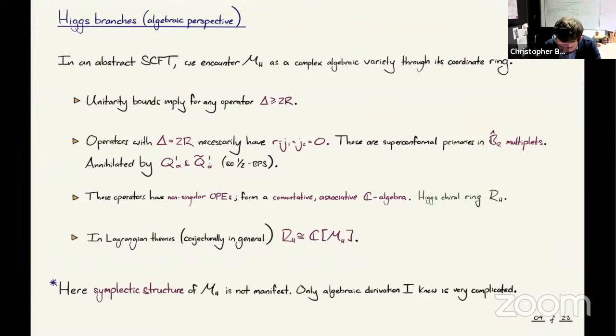And a remark that I would like to make here, just because it's something that wasn't clear to me for a long time, is that from this algebraic point of view, it's actually not totally obvious where you should see the symplectic structure on this space coming from. And I know of an algebraic derivation, but it's very complicated and involves a lot of other technology. And I don't know of a simple derivation. Nevertheless, this ring is actually a Poisson algebra with a holomorphic Poisson bracket that corresponds to the symplectic structure on the Higgs branch.